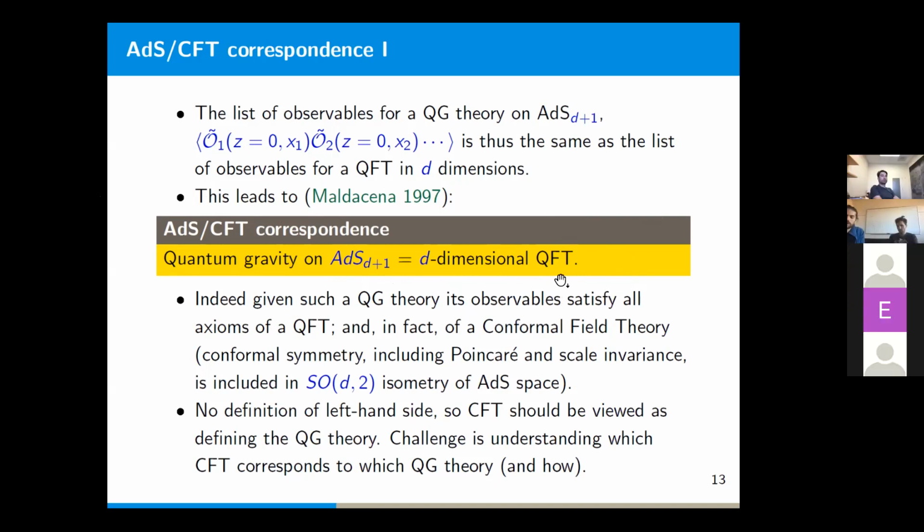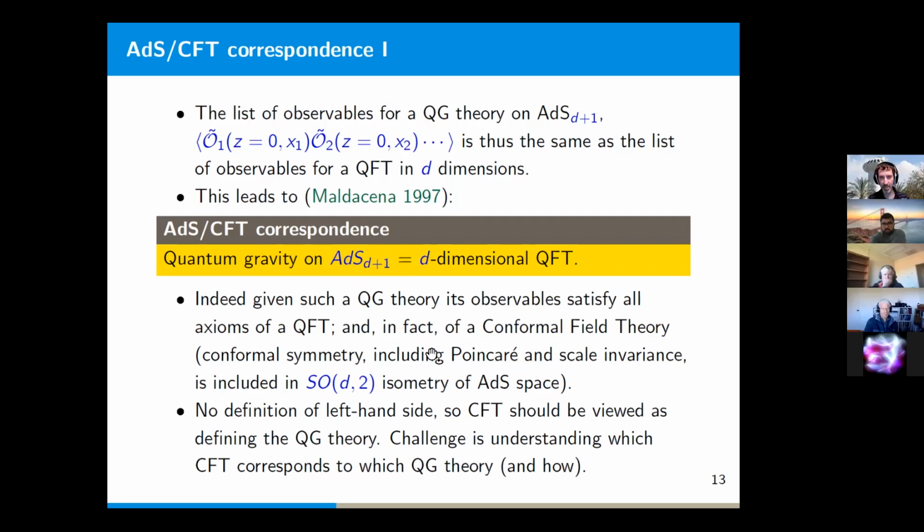And in fact, it's not just any quantum field theory, but you can show that because of the isometries of anti-de Sitter space, which in d+1 dimensions has an SO(d,2) isometry group, and the way that that acts on these d-dimensional coordinates on the boundary of the space is as conformal transformations, which include the Poincare symmetries that we have in any relativistic quantum field theory, but they also include scale invariance and special conformal transformations. So the theories that are believed to be dual to quantum gravity on AdS space are in fact conformal field theories.